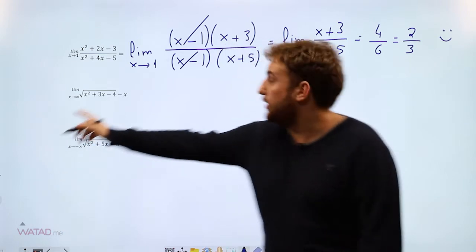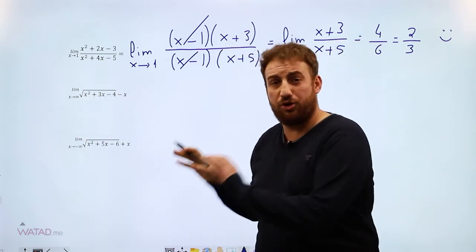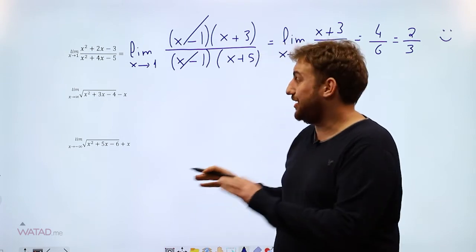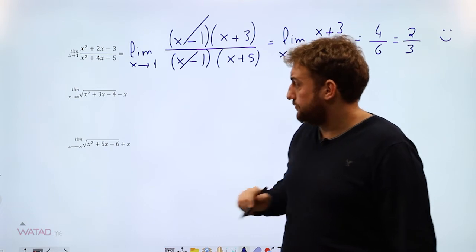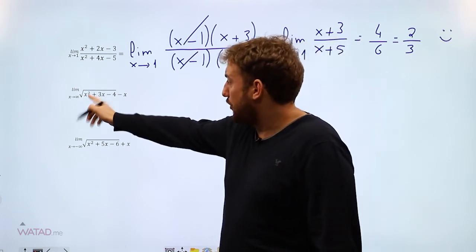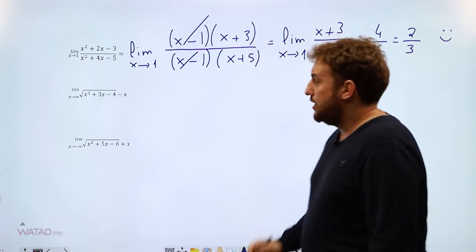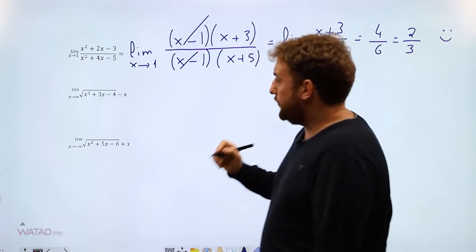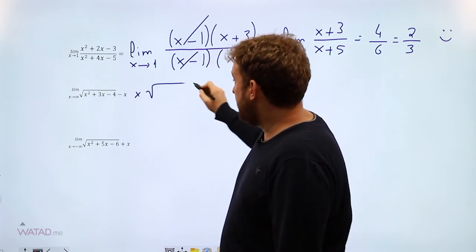So here, if you replace in the second form, you see that this is not a polynomial function, it's not a rational function, it's an irrational function, and you have a minus sign. So this is the limit of the radical of x squared plus 3x minus 4, minus x. So here you have different methods. One of the methods is to multiply this by its conjugate.